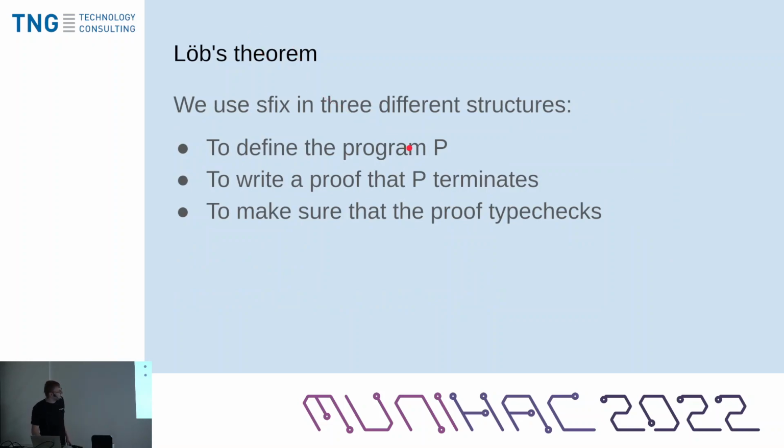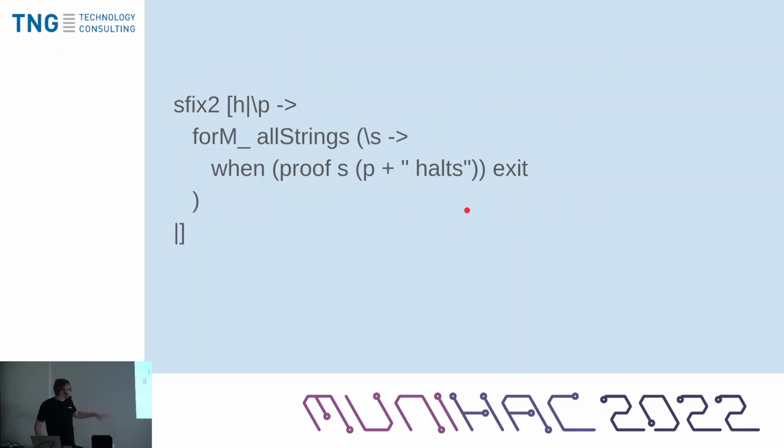One is we need to define the program. We need to write the proof that this program terminates. But because this proof uses the fixed point combinator, it won't normally type check unless we use SFIX on the type level to make sure it does. And this was our program.